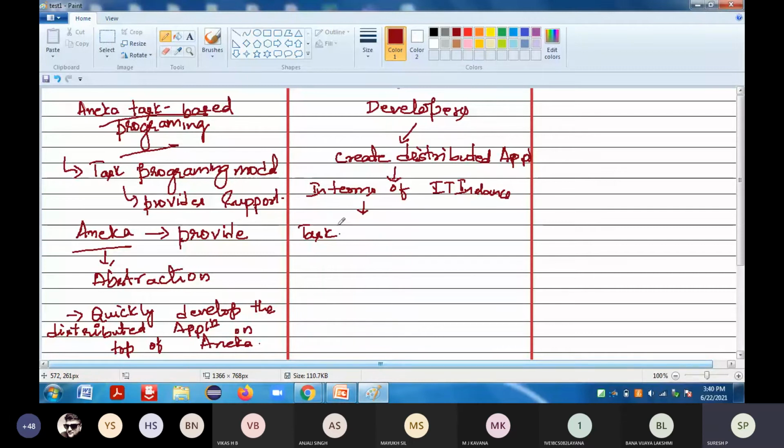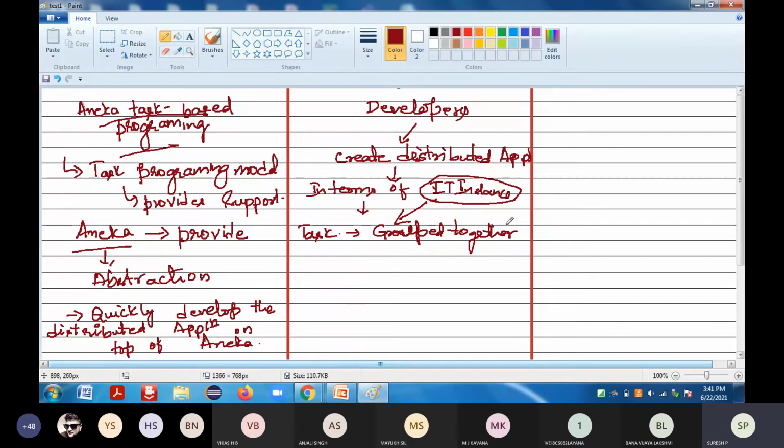Whatever instance you have is nothing but a group of tasks. So all these tasks are grouped together. If I want to achieve performance, I should not have any dependency between the different tasks, so they have to be grouped together.